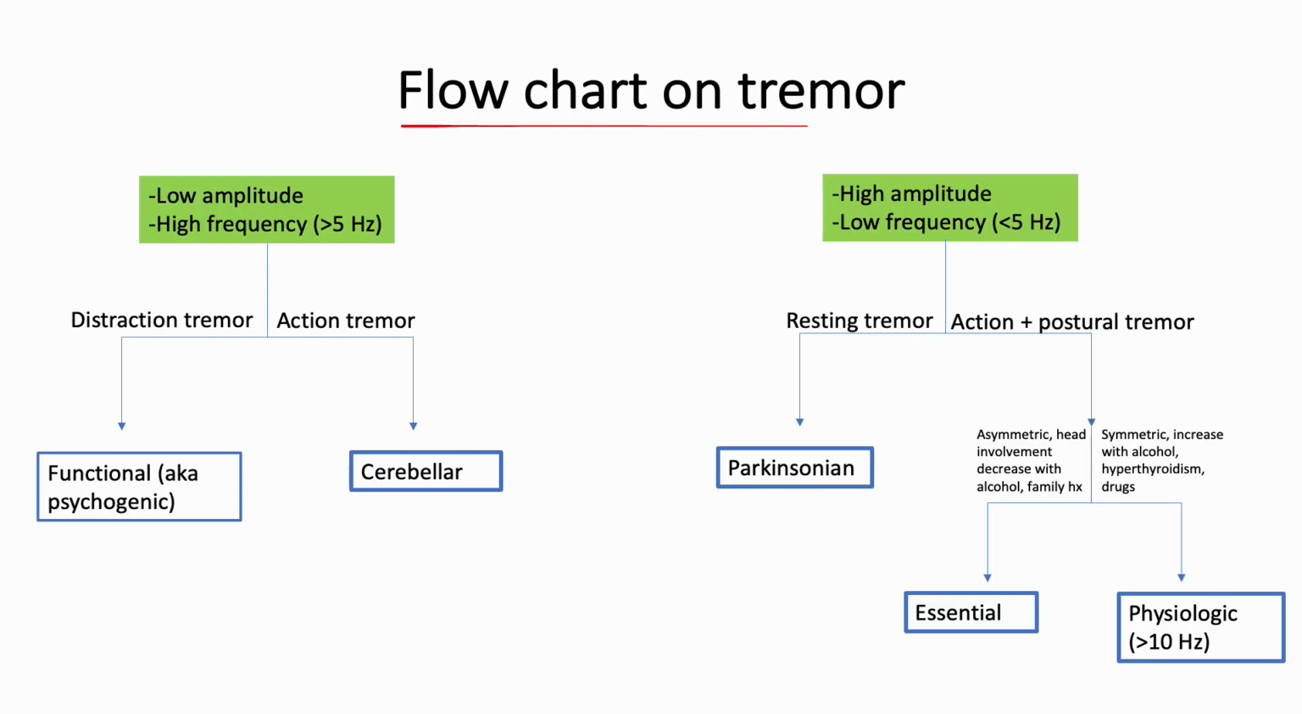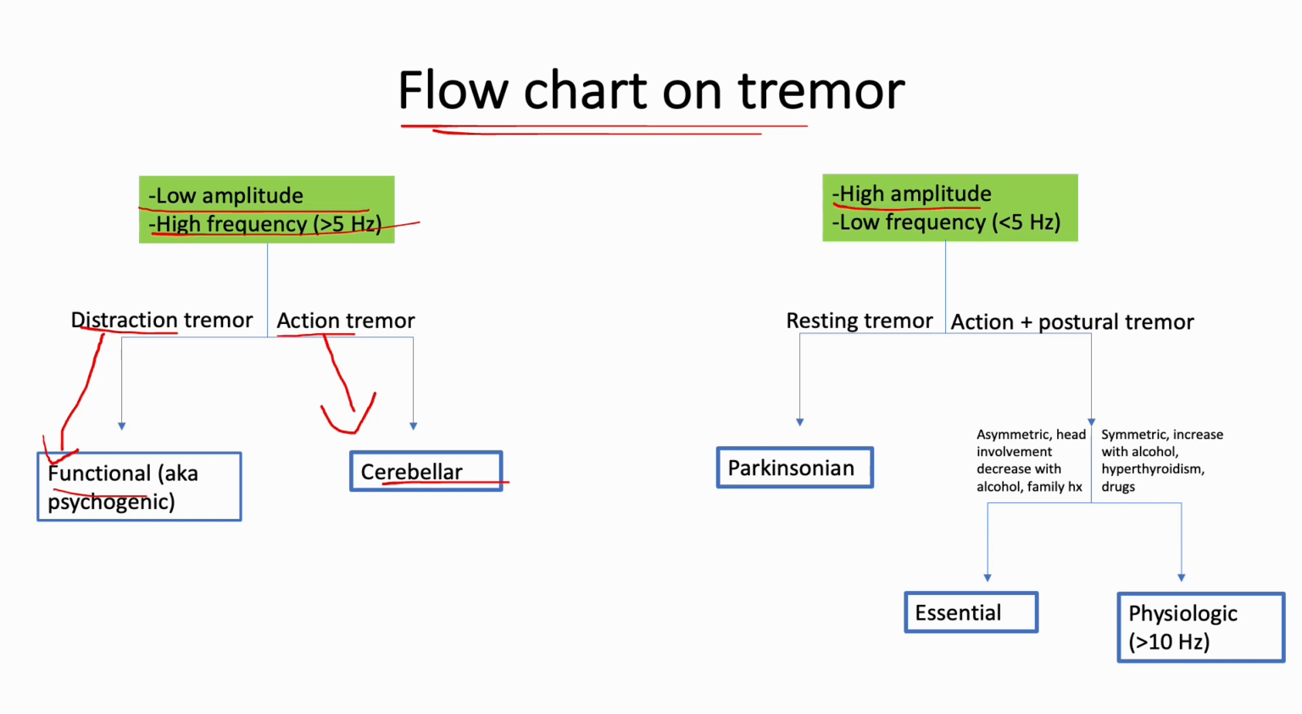So guys, this is a flowchart on the tremor that hopefully will help you to synthesize everything that I told you before. So if the tremor is low amplitude and high frequency, it can be functional, it can be cerebellar. So if it's a tremor that increases with movement, it's most likely cerebellar, whereas a tremor that ceases or stops with the patient getting distracted is functional, like a psychogenic tremor.